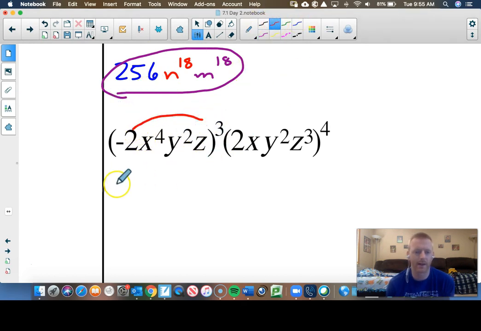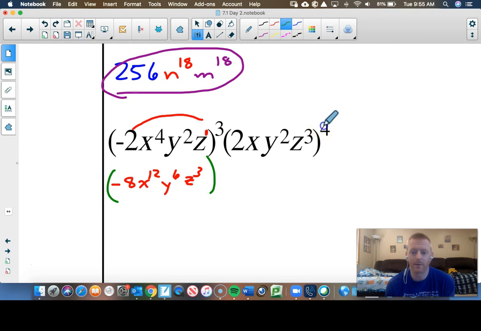So we get a negative 2 to the third. Now that means negative 2 times negative 2 times negative 2. So a negative 2 times negative 2 makes a positive 4, times a negative 2 makes a negative 8. And x to the 4th to the third makes an x to the 12th, a y to the 6th, and a z to the 3rd, because there's an imaginary 1 up there.